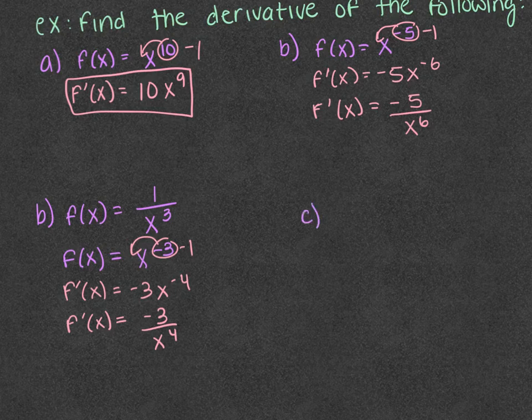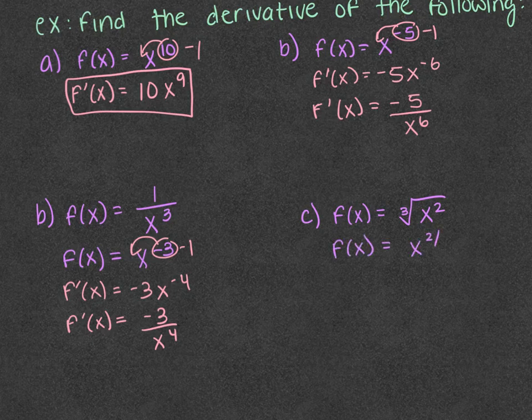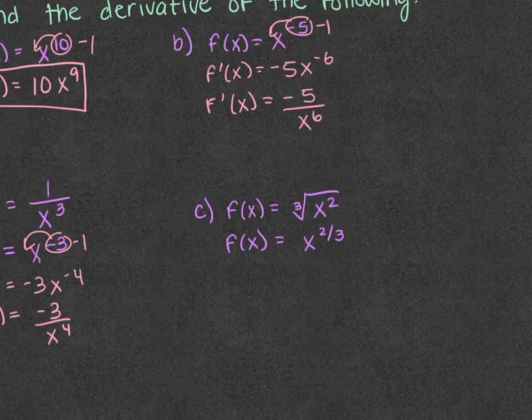We also could have roots. If we have f of x equals the cube root of x squared, then hopefully you remember how to rewrite these, but if you don't, I'll show you. I can write this as x to the 2/3. Quick little side note, if you forgot how to do this, anytime you have the n root of x to the m, you can write that as x to the m over n.